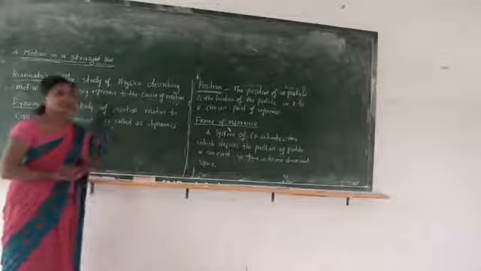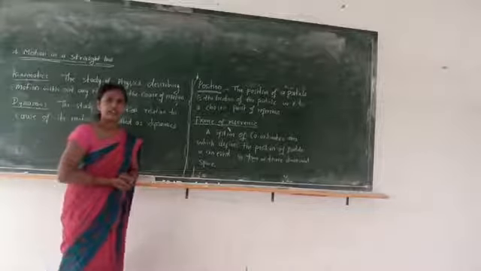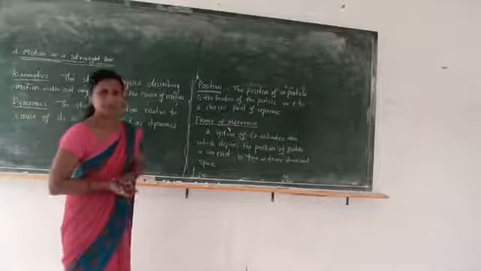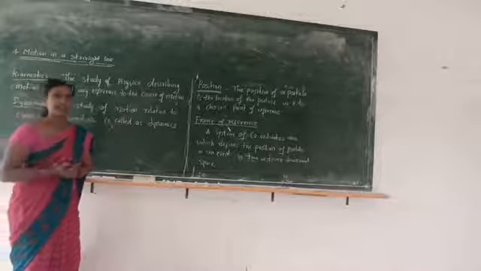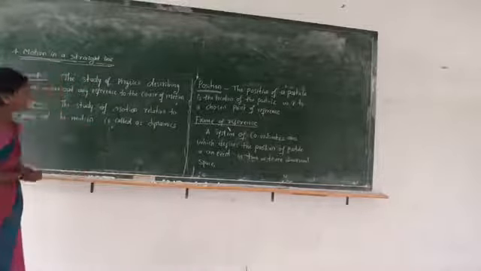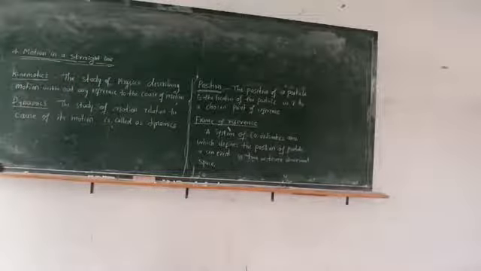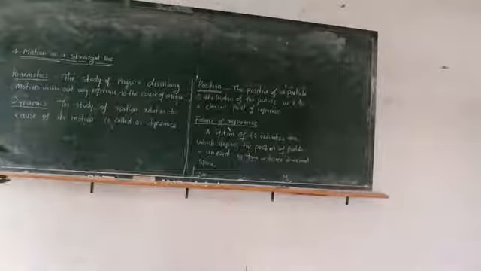Dear student, motion in a straight line. A moving train, a cricket ball hit by the bat, and a bird in flight are examples of motion. Today we are discussing motion in a straight line. Here there are two types.